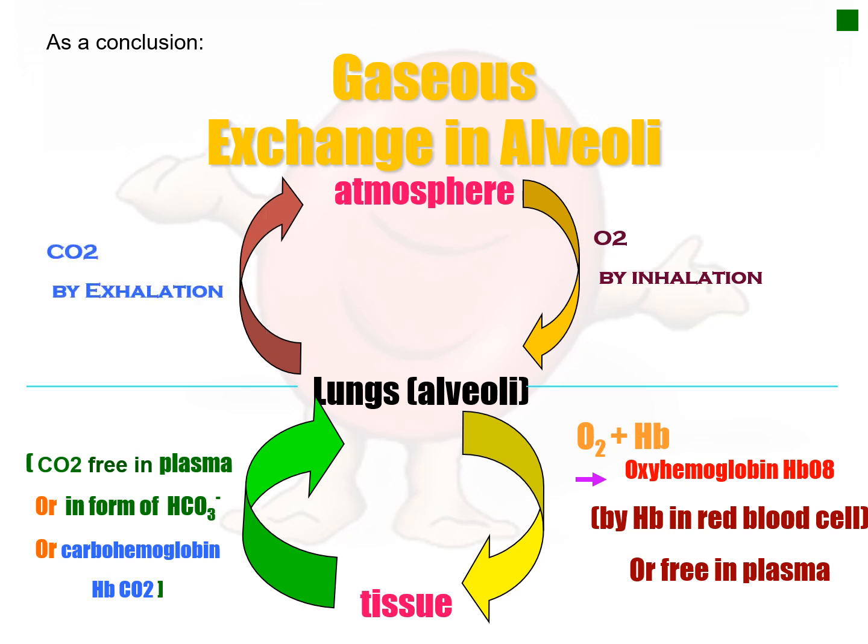As a conclusion, from the atmosphere, we're going to have O2 by inhalation. In the lungs, oxygen is going to bind to hemoglobin to give oxyhemoglobin. Oxyhemoglobin gives the bright red color. Then oxygen is going to be delivered to the tissues. CO2 is going to be released, and then the carbon dioxide is going to be released by exhalation.